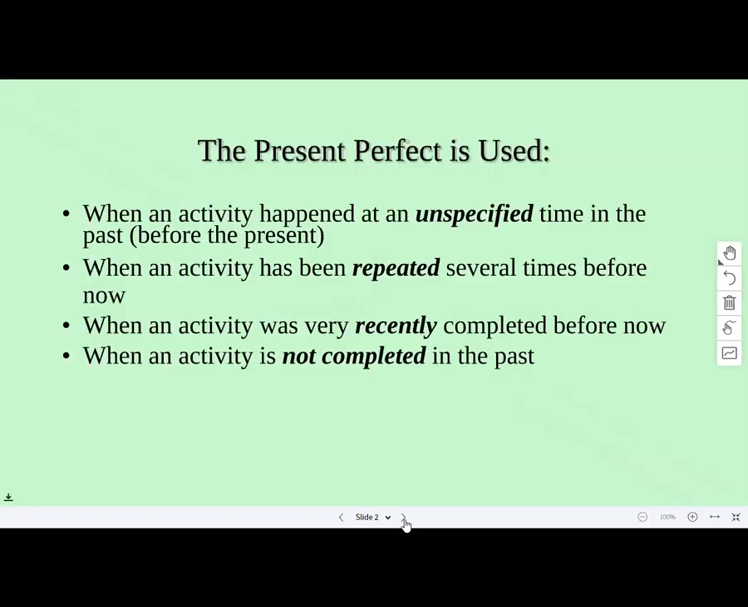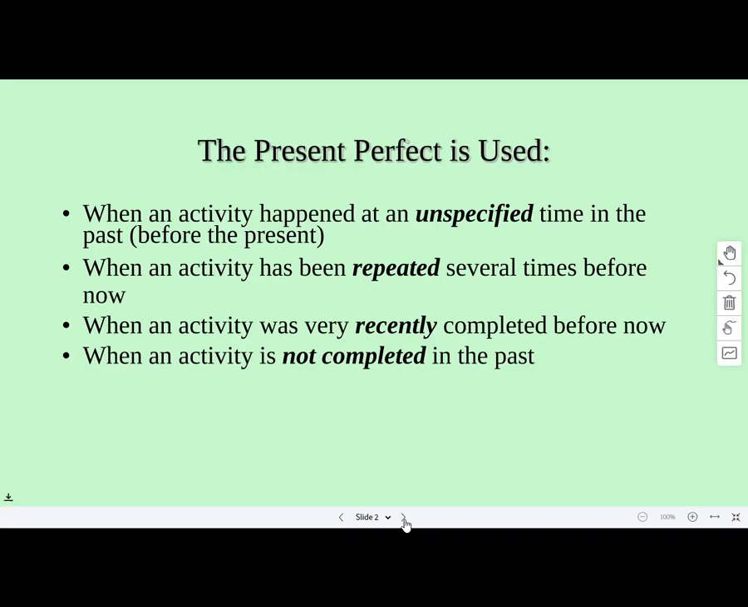The present perfect tense is used in these particular conditions that are given below: when an activity happened at an unspecified time in the past before the present. That something has happened already, but we are not specific about the activity's time. When we do not know the time of the activity, then we use the present perfect tense.